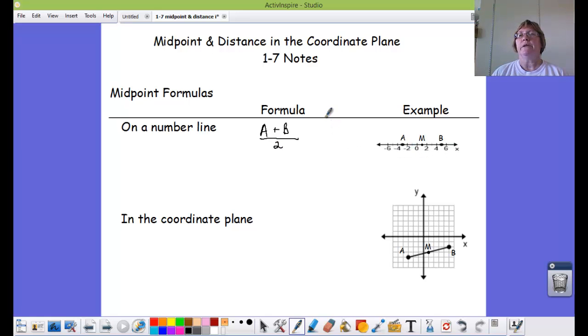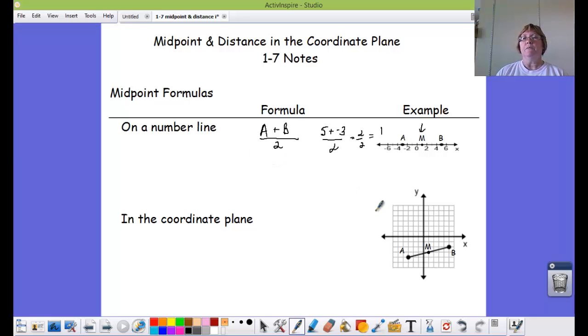The coordinate of B is 5. The coordinate of A is -3. You can see that in between. Formula says divide by 2. 5 plus -3 is 2, and 2 divided by 2 is 1, and that's exactly where this midpoint is. On a number line, add the coordinates, divide by 2.